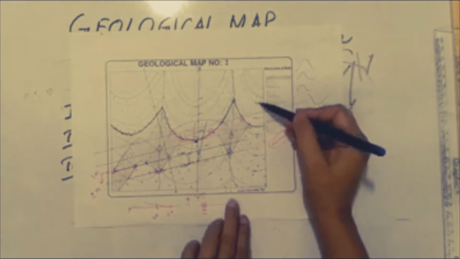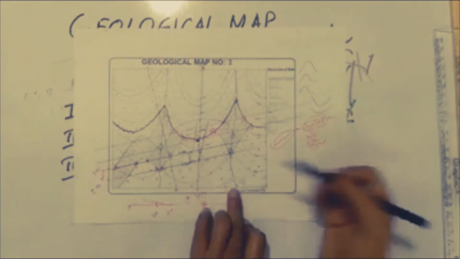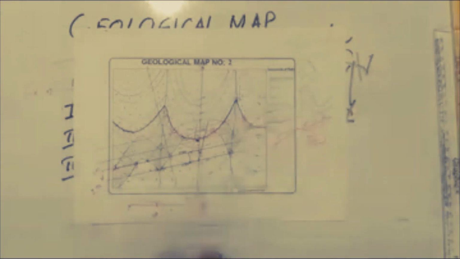Suppose here the value of contour is 600 feet, and here the value of contour is 200 feet. If I pour water, water will move in that direction. That is the information about the surface runoff.